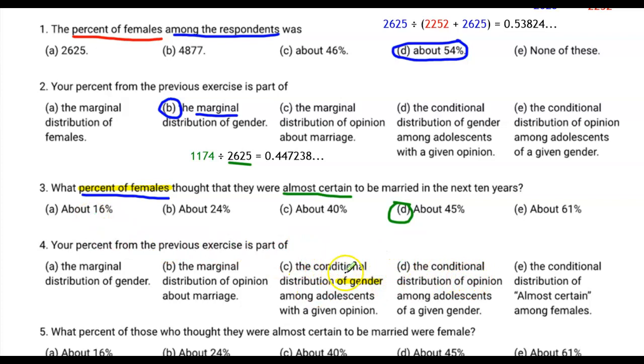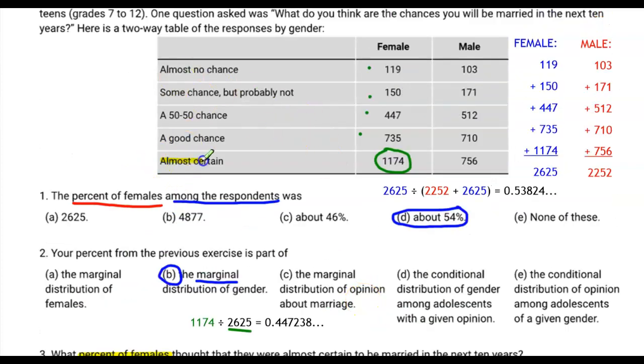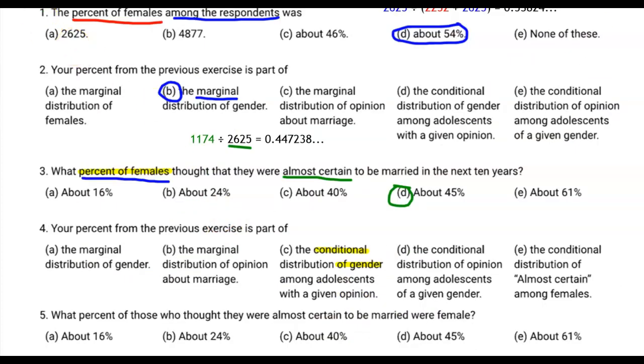We know that it's got to be conditional. It could be C, D, or E. But it's not talking about the conditional distribution of the phrase almost certain. It's not talking about the conditional distribution of opinion. We're asking percent of females. So we're looking for a conditional distribution of gender. Among adolescents with a given opinion, the opinion we're talking about, of course, is almost certain in this case. So 45% of females, conditional distribution of gender, were almost certain to be married among adolescents with a given opinion.